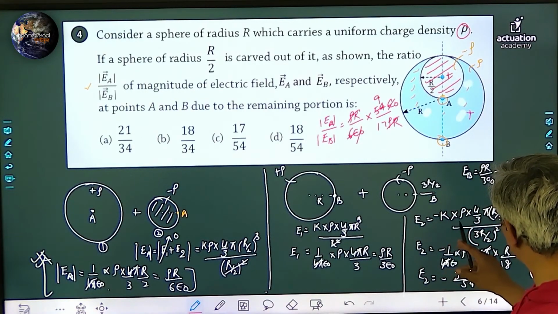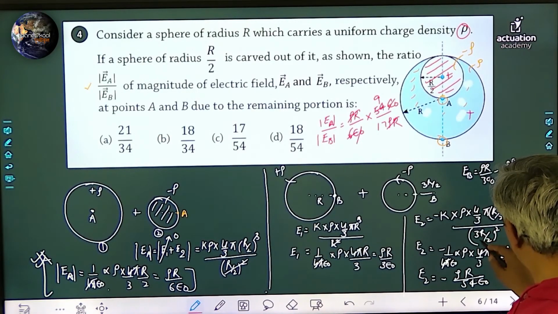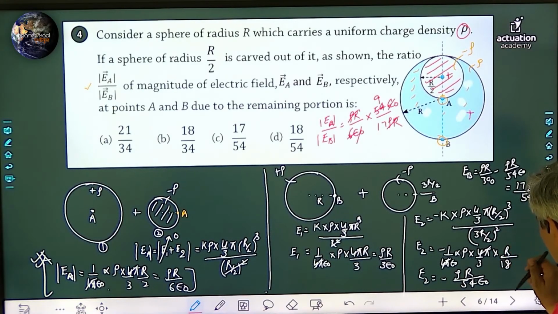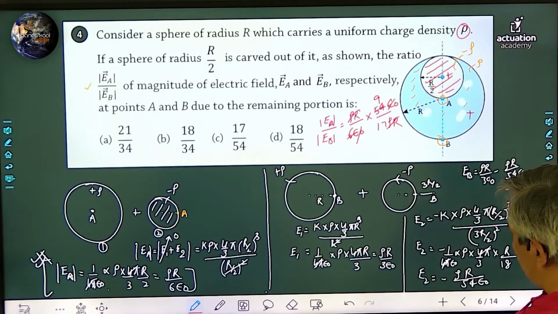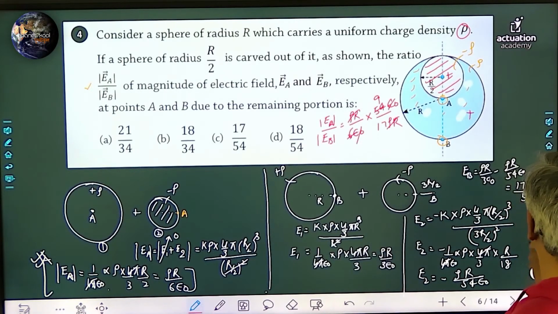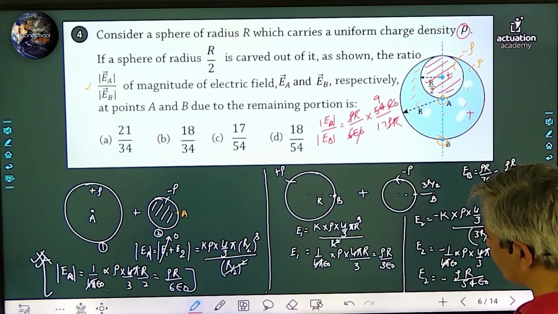And if I solve this, then minus k rho 4/3 r/2 whole cube by 3 r/2 whole square. This will go, and this will become 4/4 pi will go off. R/2 r/2 square, r/2 will get here, 3 3 is 9, r/18, r/54. Okay, rho r/54, rho r by this will become 54 epsilon naught, and this is 18, 18 minus 17.